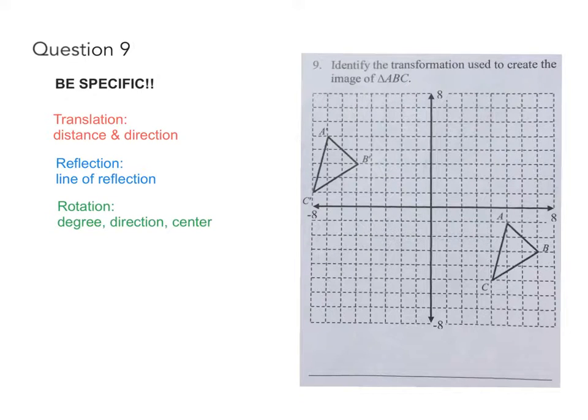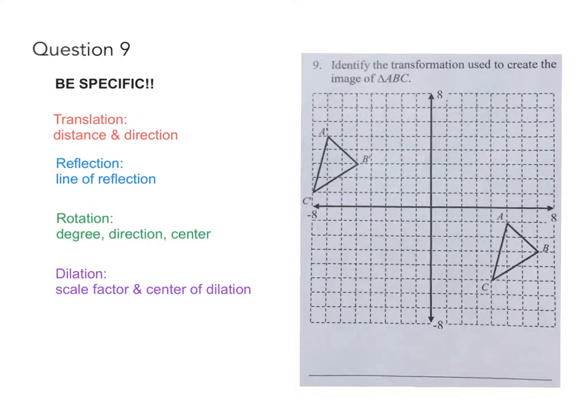For rotations, I need a degree, a direction, and a center of rotation. For a dilation, a scale factor and a center of dilation. Now, as you work through the mile marker practices, I think you'll notice that a lot of these rotations and dilations are about the origin, so that should make it a little easier to identify, but don't make the mistake of not including that in your response.